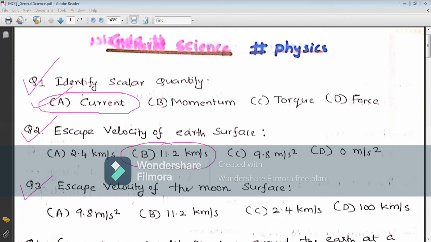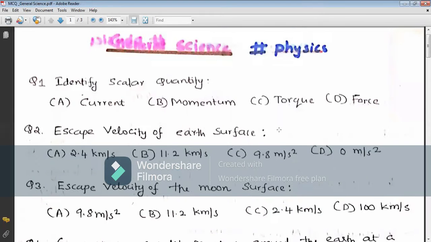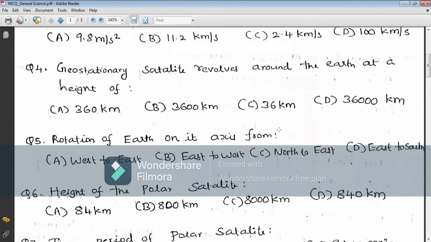Question number 3, escape velocity of moon surface: 9.8 meter per second square, 11.2 kilometer per second, 2.4 kilometer per second, 100 kilometer per second. Which is the right answer? I should go for option C, 2.4 kilometer per second. So you can go ahead with option C. I think you are noting down. Kindly note down the right answer in a separate diary so that you can recall those questions during the competitive examination.